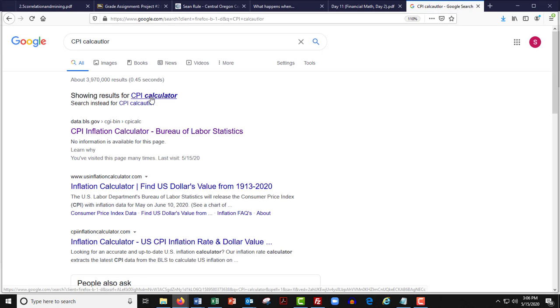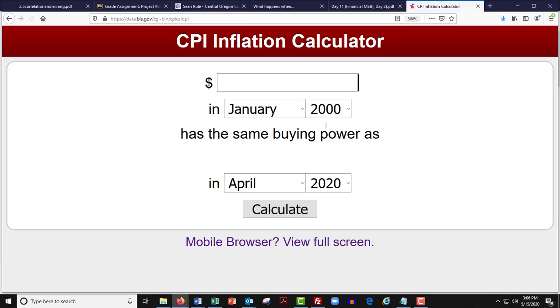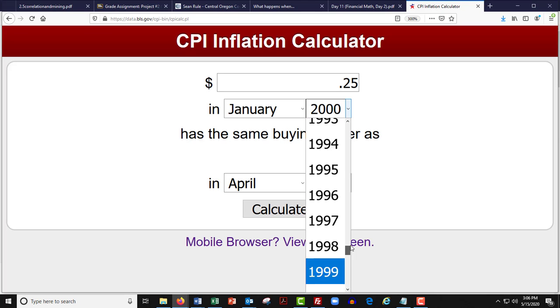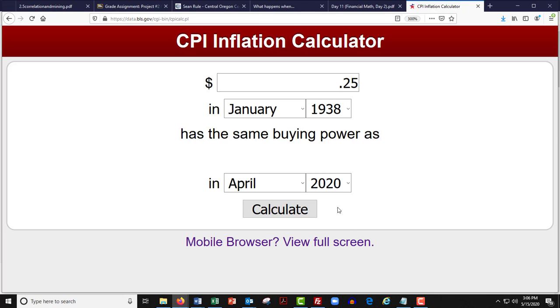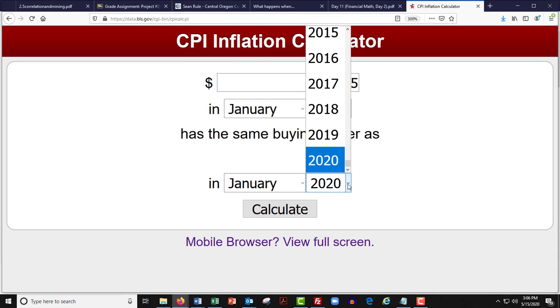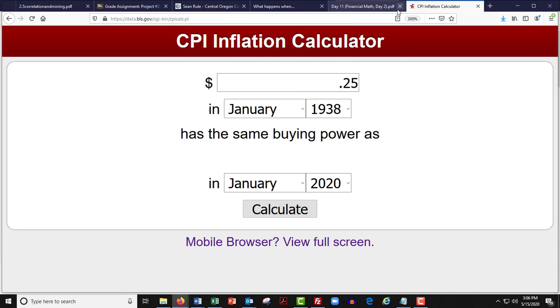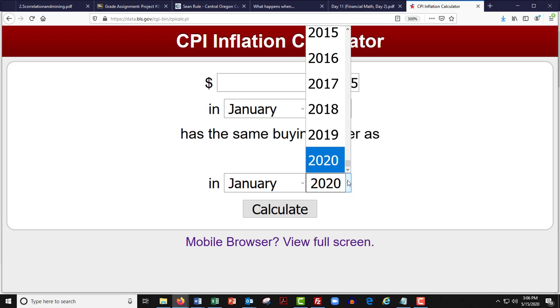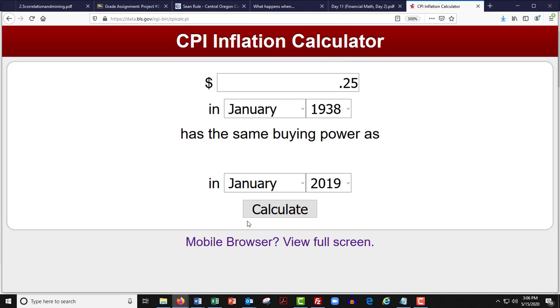CPI calculator. Here we go, CPI Inflation Calculator. We're going to take 25 cents in January 1938. And we're going to go all the way through to January of 2020. Did I say 2020 or 2019? I mean, it doesn't really matter all that much. 2019. Yeah, because it's last full year. Okay, and it ends up being 443.